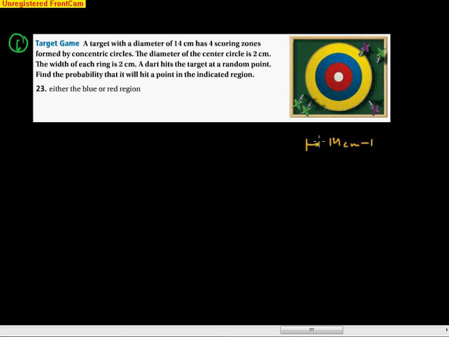So that's the diameter. Diameter equals. So remember now the radius is 7 centimeters. That might be helpful later. The diameter of the center circle is 2. So I'll do it right here. So the diameter of that center circle is 2. So that means the radius is 1. Keep that in mind. And then it says the width of each ring is 2 centimeters. So if I keep going out, right, 2 centimeters, 2 centimeters, 2 centimeters. Each of those is 2.